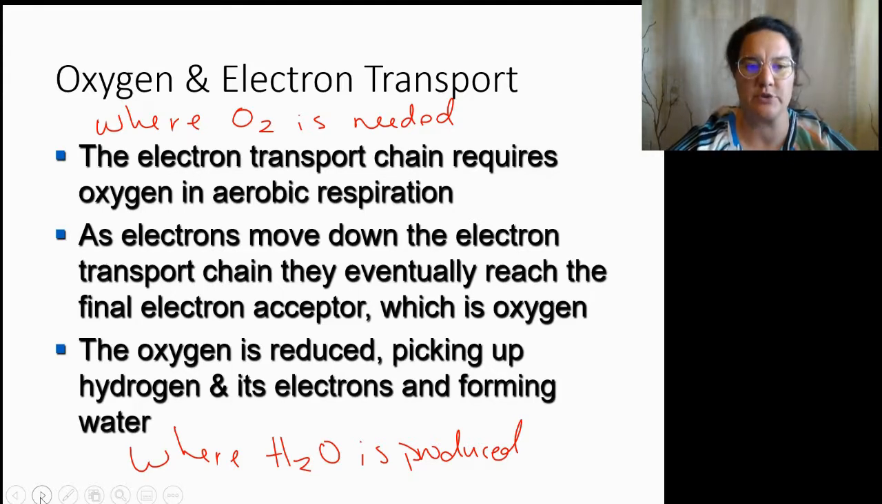So the electron transport chain requires oxygen in aerobic respiration. As those electrons move down the electron transport chain, they eventually reach the final energy acceptor, which is oxygen. So the oxygen is going to be reduced by gaining an electron. It's going to pick up that final hydrogen ion from the bottom of the electron transport chain, and water is going to be produced. So oxygen in cellular respiration is an energy acceptor for a hydrogen ion.